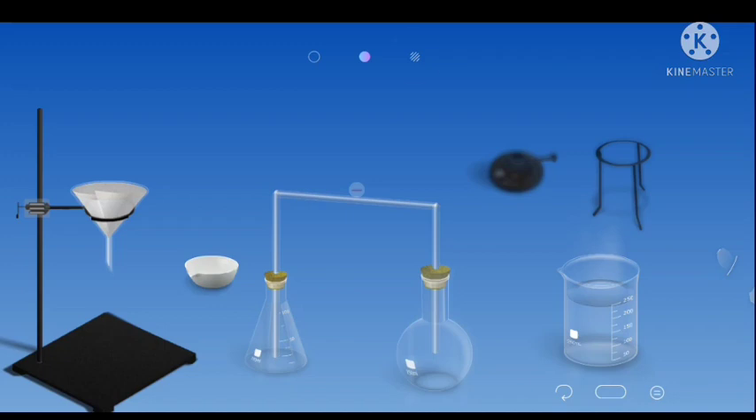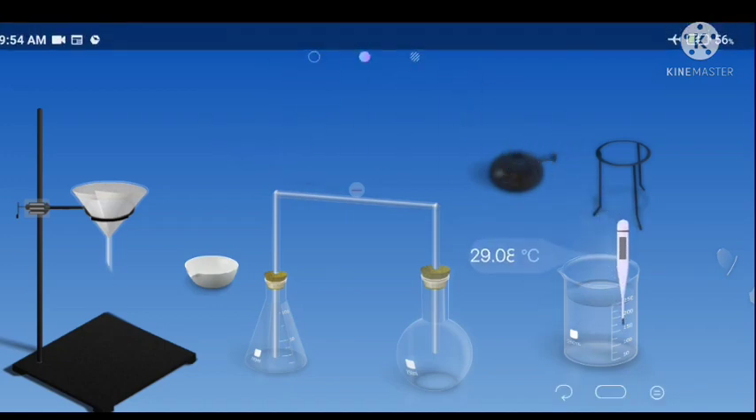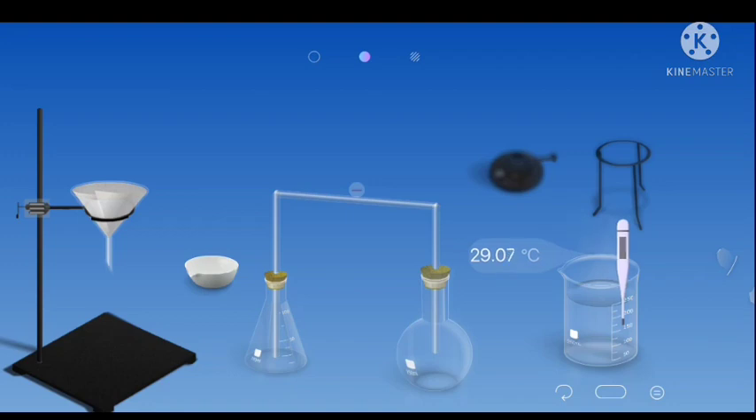So now again I want to measure temperature of water. You can see temperature is falling down. Why? Because of low temperature. Now what is the temperature of water? Is that 29.06 degree Celsius. So in this way we can use the virtual laboratory.